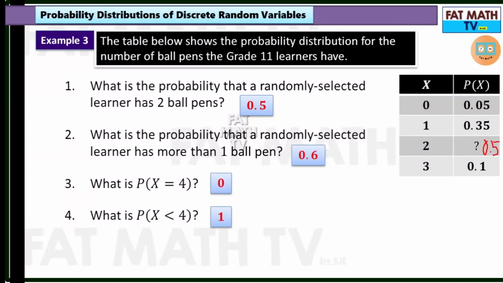So that's it for probability distributions of discrete random variables. If you're given a frequency distribution, just identify the total because that will be the denominator of your probability. In this case, for the probability distribution table, then you just need to look at the numbers and identify.